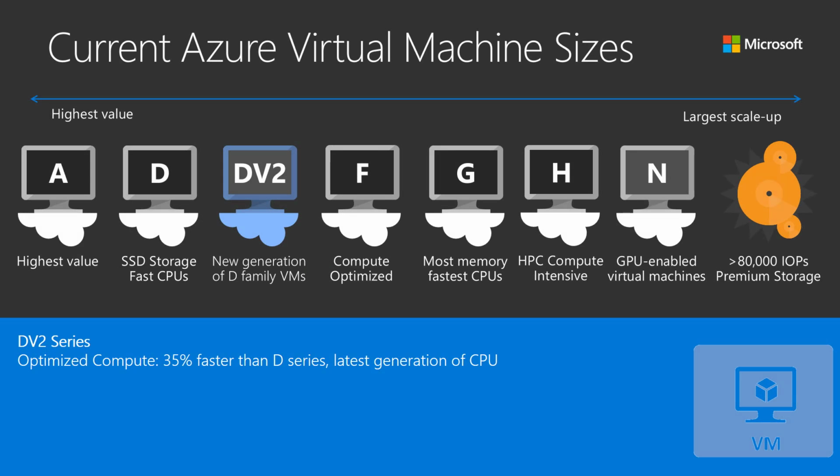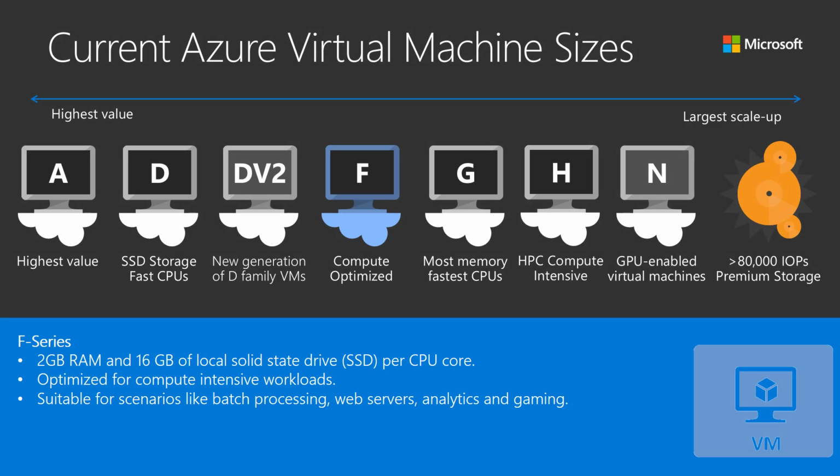Building on the success of the D-Series, the DV2s are the next generation builds that can also be used as virtual machines or cloud services. These machines are equipped with the latest generation Intel Xeon processors and offer a 35% performance increase while carrying the same memory and disk configurations as the older models. Because of this, the DV2 series are an ideal solution for many enterprise-grade applications.